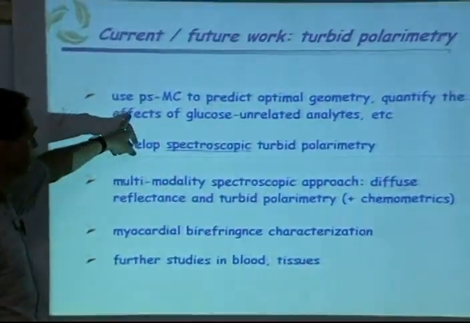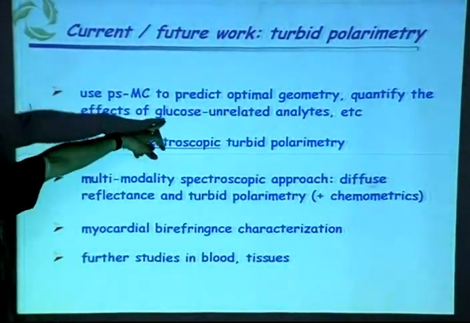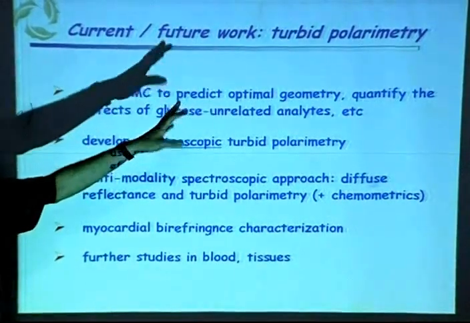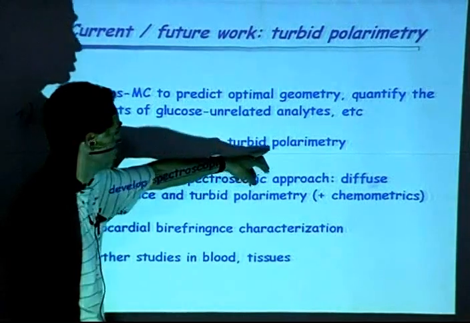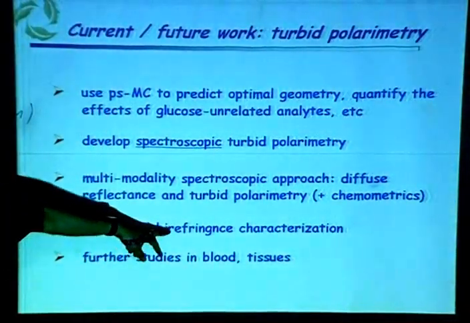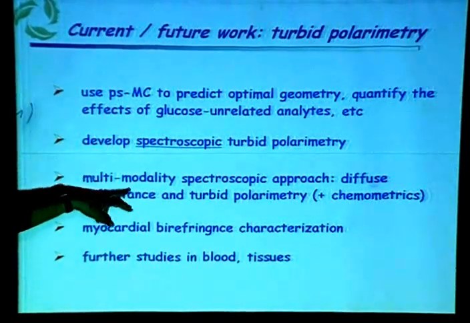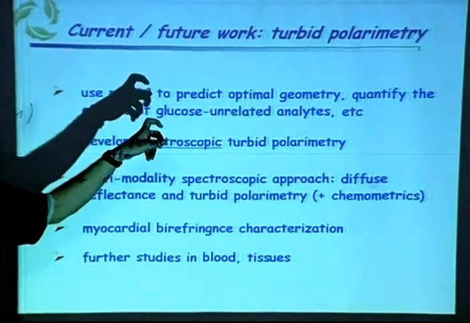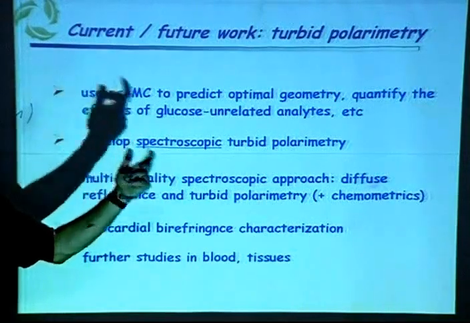So we can use this to quantify optimal geometry. And as mentioned before, how do we account for glucose-unrelated signals, glucose-unrelated optically active analytes? We're developing this into spectroscopy, into tissue or turbid polarimetry, doing this in myocardial birefringence. So the idea with spectroscopy is we're going to get the same information in the intensity part of our signal as what people doing absorption spectroscopy get, and they're getting pretty close to glucose determination.